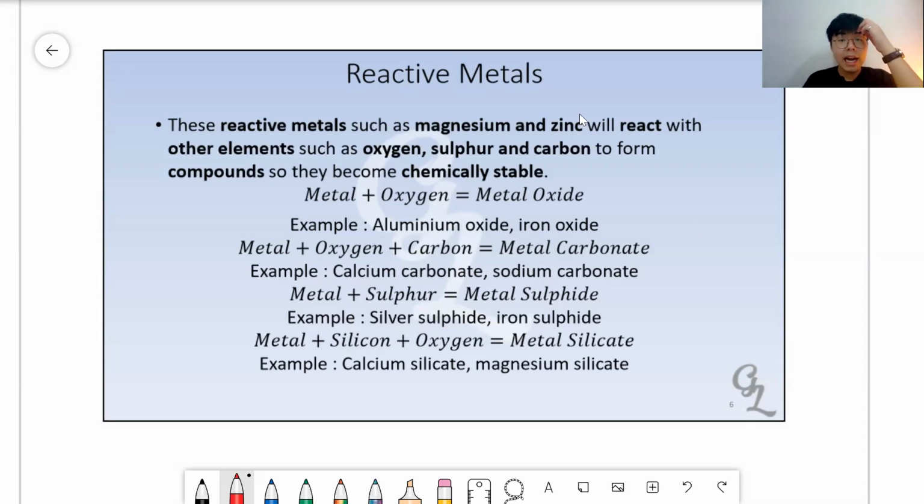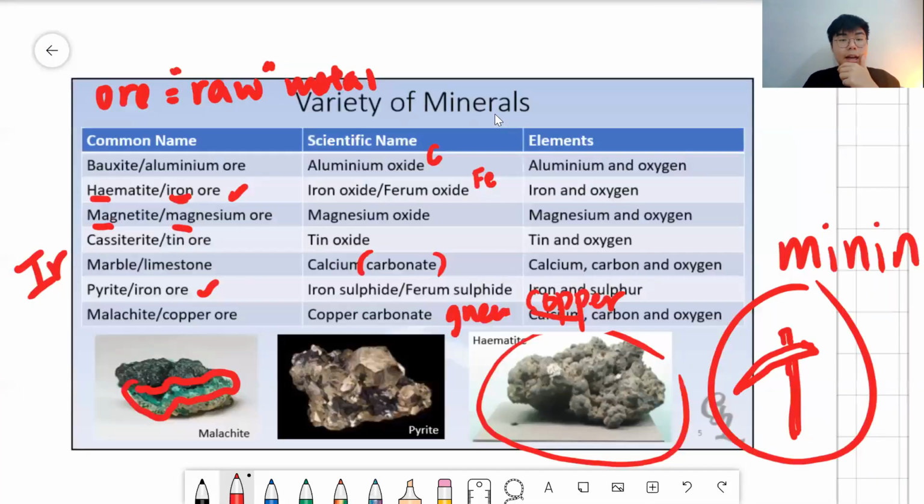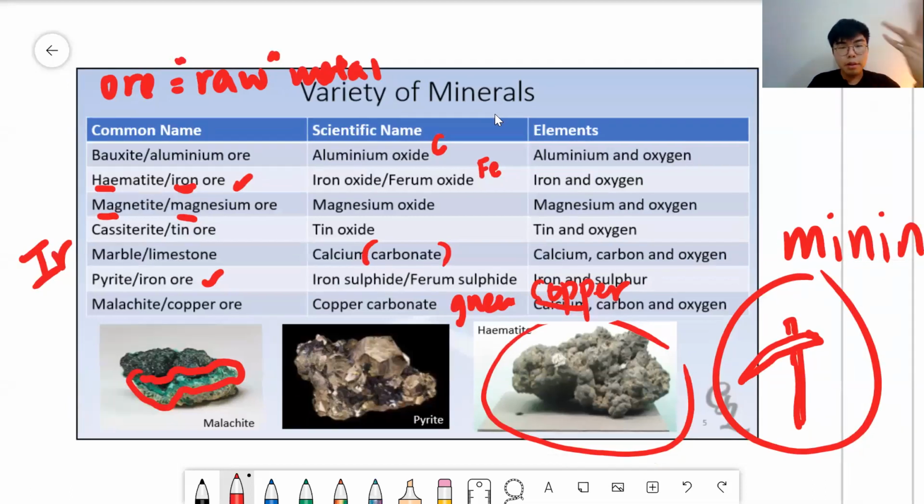So, like this one, can you see here? We have aluminium oxide, iron oxide, magnesium oxide, tin oxide, calcium carbonate. But before this, the original one is not the oxide and not the carbonate. The original one is aluminium, iron, magnesium, tin, calcium. But why now do we have aluminium oxide, iron oxide, magnesium oxide, tin oxide, calcium carbonate? It is because before this, when it is in the form of aluminium, iron, magnesium, it is not chemically stable, and it is very reactive.